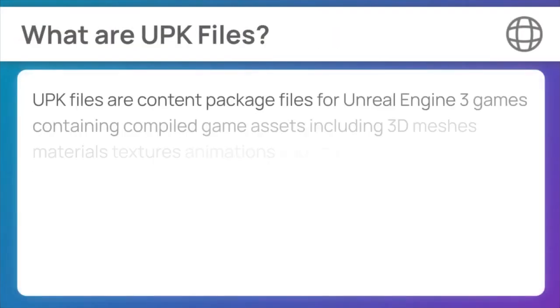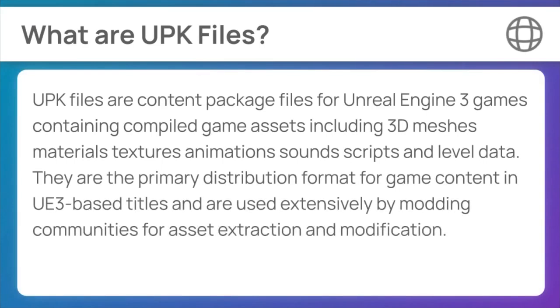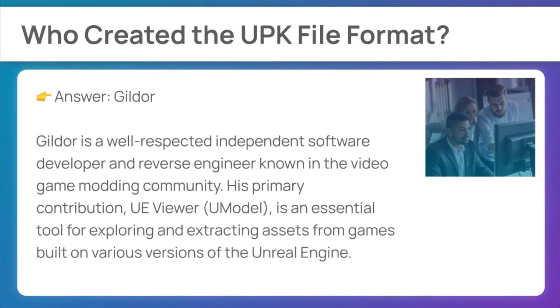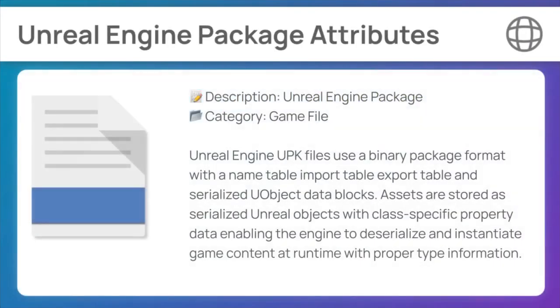UPK files are content package files for Unreal Engine 3 games containing compiled game assets including 3D meshes, materials, textures, animations, sounds, scripts, and level data. They are the primary distribution format for game content in UE3-based titles and are used extensively by modding communities for asset extraction and modification. Unreal Engine UPK files use a binary package format with a name table, import table, export table, and serialized UObject data blocks.